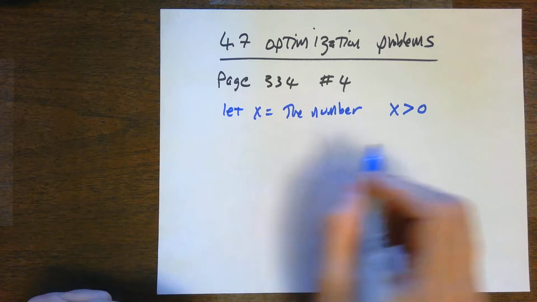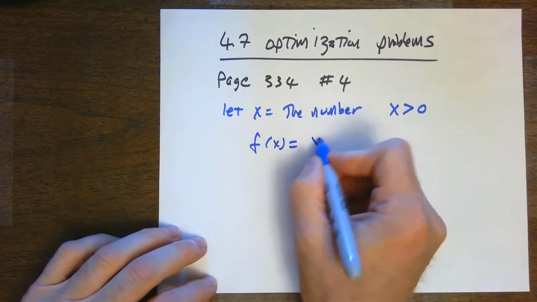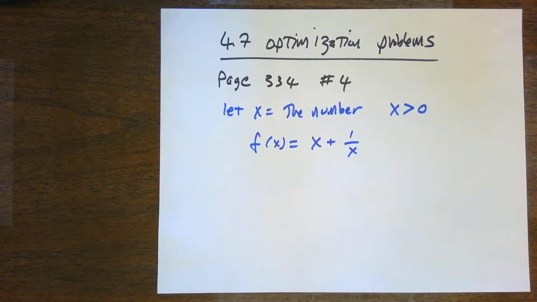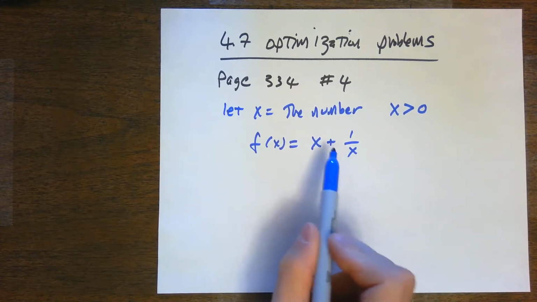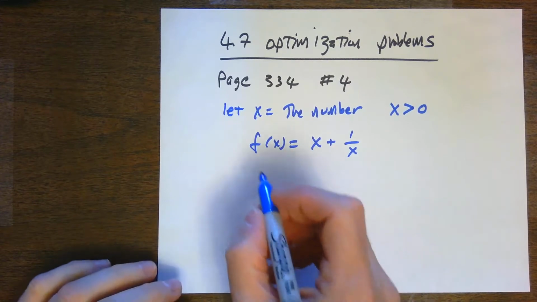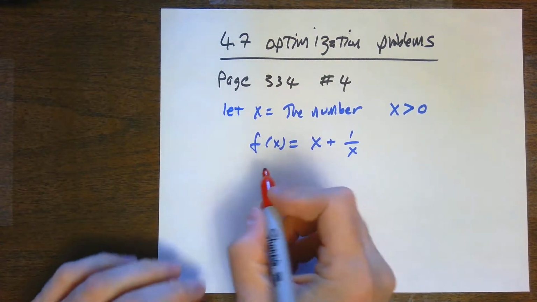Now the sum of the number and its reciprocal, I'm going to let that equal my function, would be x plus 1 over x. That's the function that we want to minimize. What's the minimum value here of x? All right, so we know that to find the minimums, we're going to have to do the derivative.